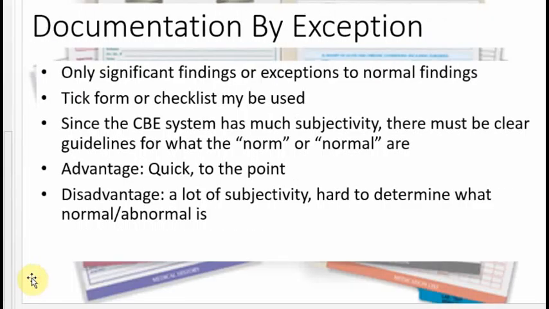So documentation by exception. This is a type of charting where you're only charting when there's something that's adverse, something that's happened that's not normal. So only significant findings or exceptions to normal findings are charted. Tick form or checklists may be used. Since the charting by exception system has much subjectivity, there must be clear guidelines for what the norm or normal are. So if somebody's blood pressure is such, is that norm or normal for them, and is there a deviation from that? Advantage, quick to the point. Disadvantage, it's a lot of subjectivity. Hard to determine what's normal or abnormal.